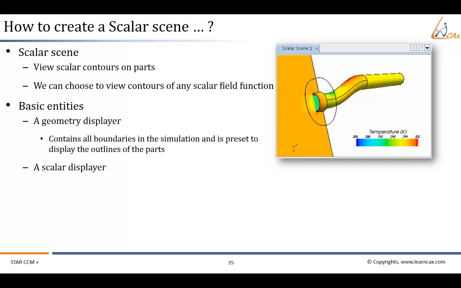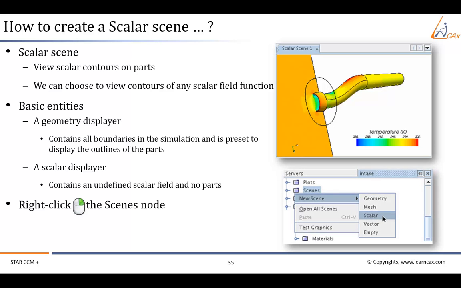A scalar displayer. This contains an undefined scalar field and no parts. We can add any valid part on which you wish to see scalar data. For a two-dimensional simulation, all region parts are added to the displayer by default. To create a scalar scene, right-click the Scenes node, select New Scene, then Scalar from the pop-up menu.